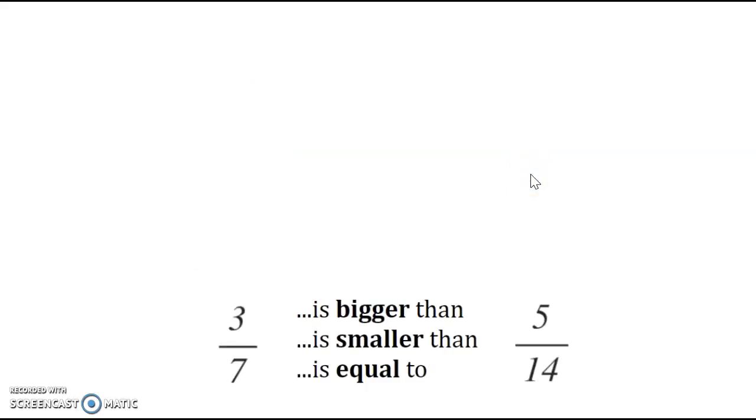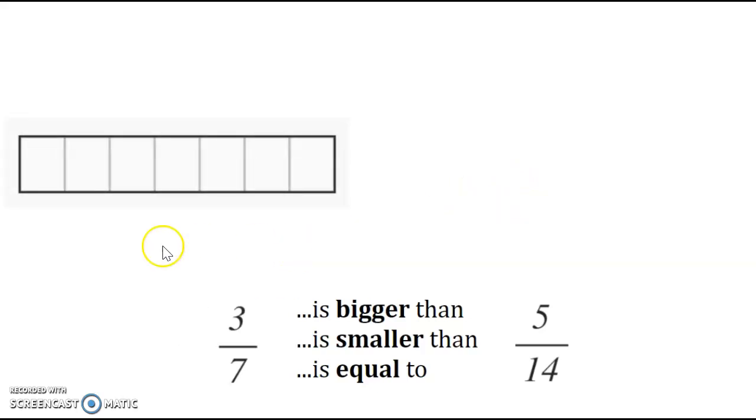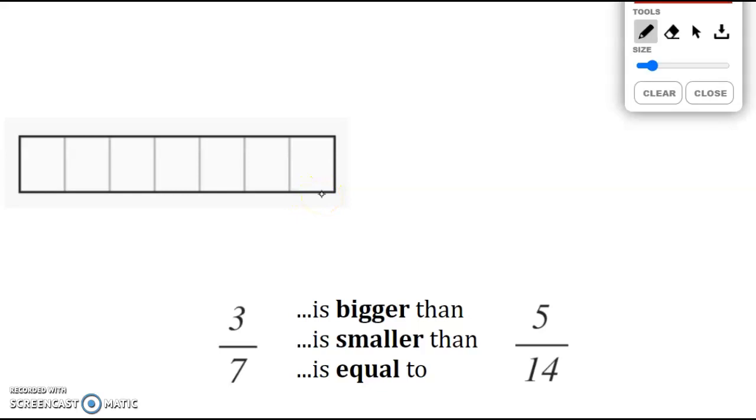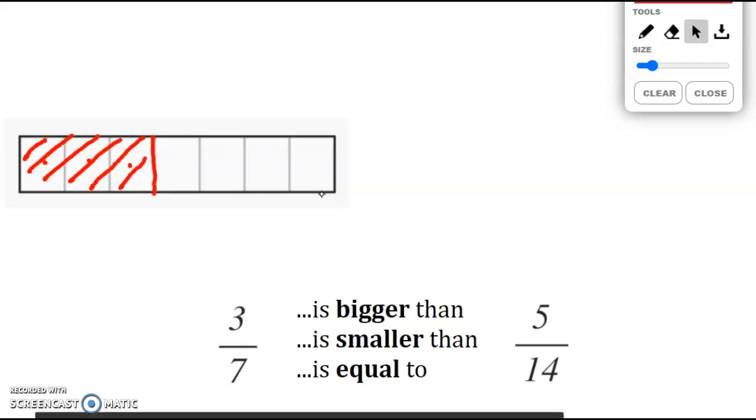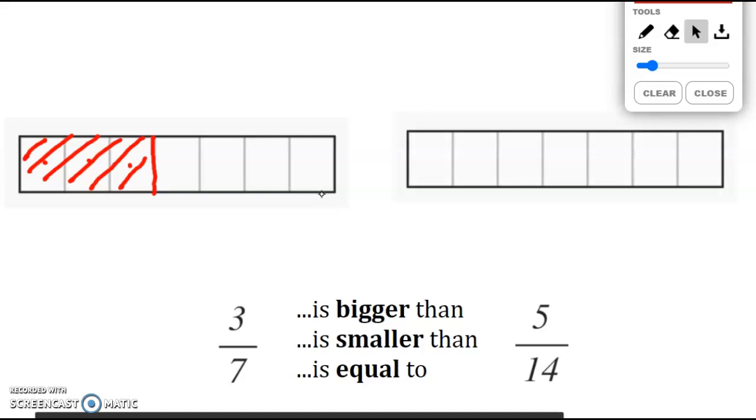Okay, well, let's think about this. Visually, 3/7 means one whole is divided into 7 parts, and from here I have 3 of the parts. 1, 2, 3 parts. But then what does 5/14 mean?